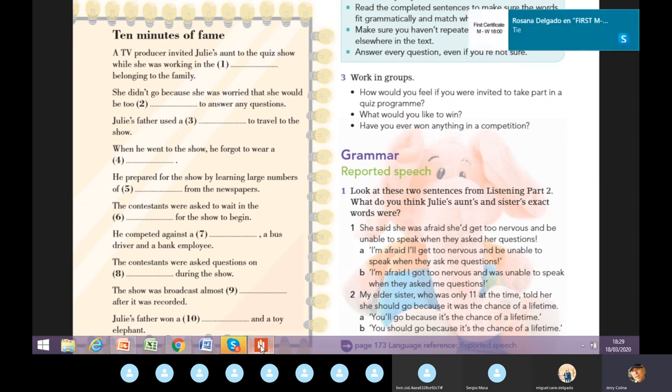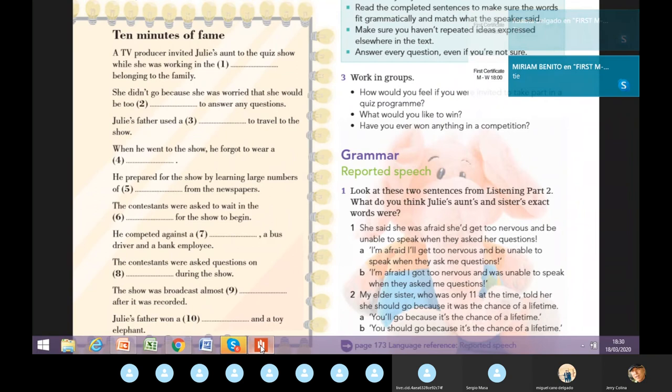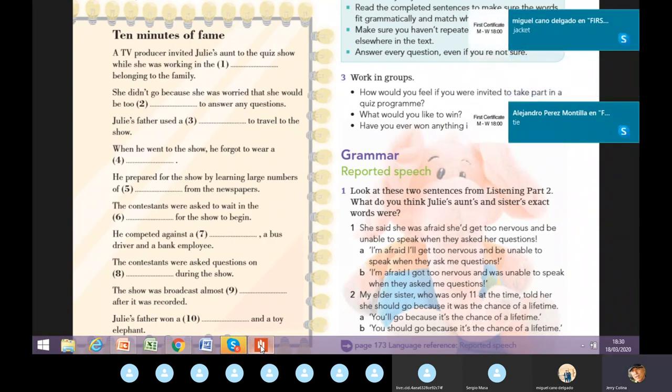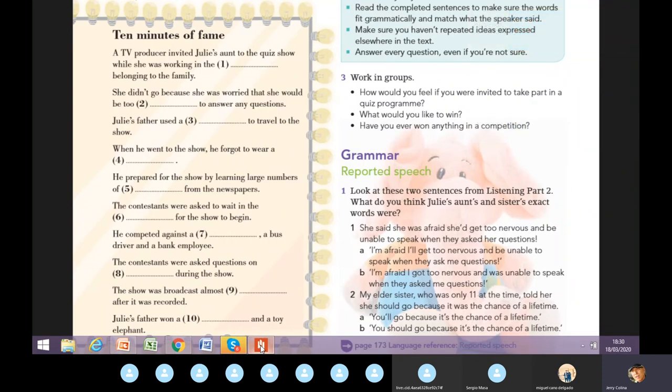Now, when he went to the show, he forgot to wear a what? A tie, Rosie, a tie, Miriam. Alex thinks it's a tie. Mike considers it's a jacket. And the rest? Sylvia, tie. Yes, tie is the correct answer. When he went to the show, he forgot to wear a tie.